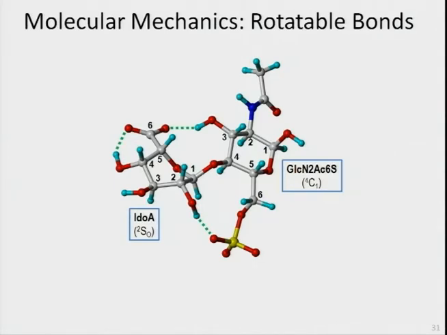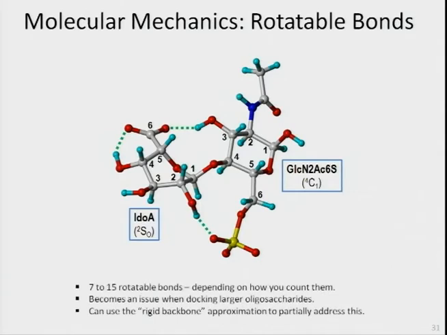Okay, how about this one? Yeah, that's rotatable, right? But again, all you have here is nothing but hydrogen atoms. And they're not really polar or anything, so they don't necessarily form a directional interaction. So we don't normally think of terminal methyl groups as being rotatable. So basically, you can have anywhere from 7 to 15 rotatable bonds, depending on how you count them. And of course, this becomes an issue when docking larger oligosaccharides.